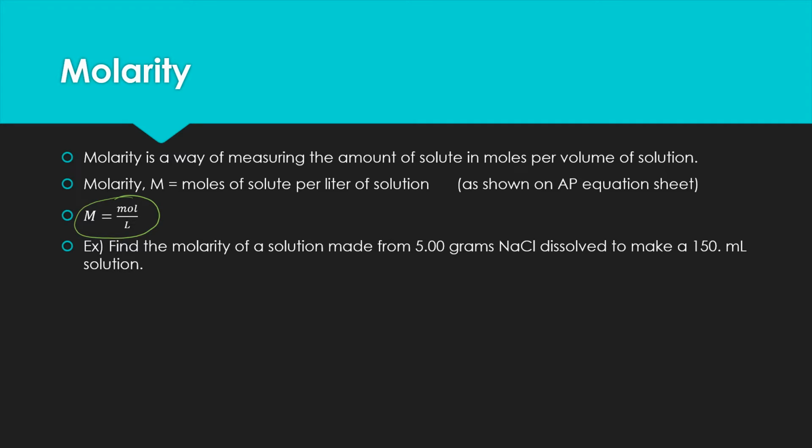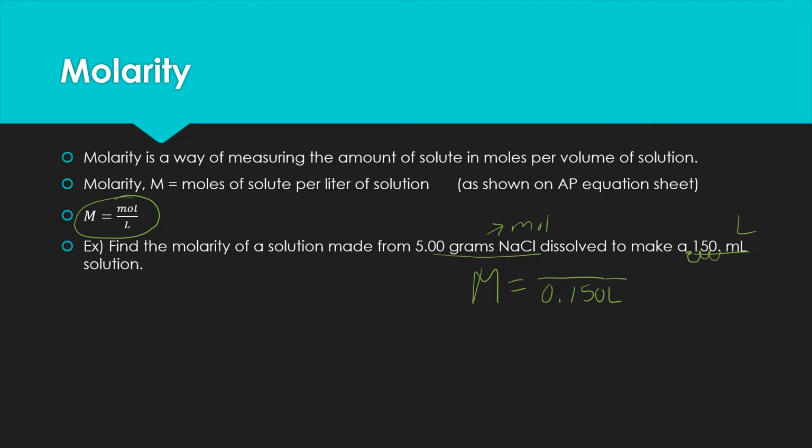So for example, it says find the molarity of a solution made from 5 grams of sodium chloride dissolved to make a 150 milliliter solution. So if we want to do this, we need to be able to plug our values into our equation, moles over liters. And we don't have either of those right now. We do have grams, which we can change to moles. And we do have milliliters, which we can change to liters. That one's a little easier. We're going to divide by 1,000 or move that decimal 3 places. So we have 0.150 liters.